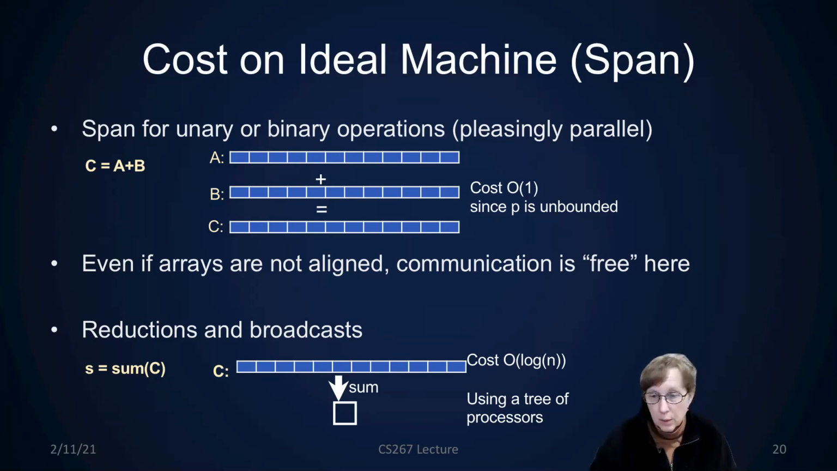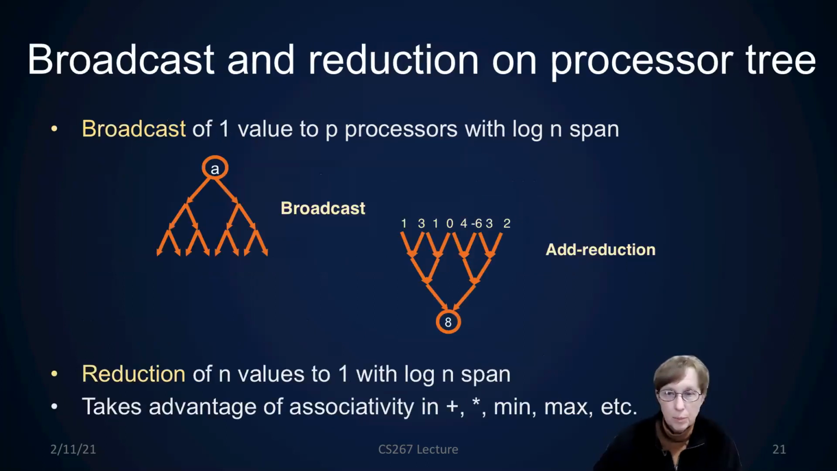What about a broadcast and reduction? Well, we can do either one of these in a logarithmic number of steps in the size of the array, using a tree of processors that has depth log n. Just to be really clear about this, here's our broadcast of one value on P processors. There's our broadcast network, and there's our reduction network. And this just shows you the log n span of both of these algorithms.